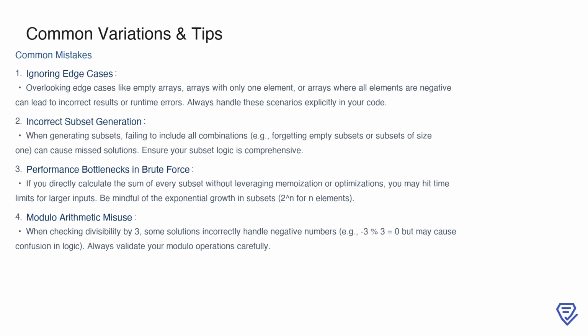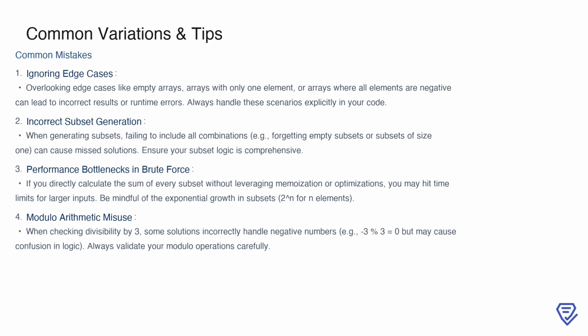For example, consider arrays that are empty, consist of just one element, or contain all negative numbers. If these scenarios are not explicitly handled, your code might return incorrect results or, worse, throw runtime errors. Another frequent issue is incorrect subset generation. Forgetting to include all possible combinations, such as empty subsets or subsets of size 1, can result in missed solutions. It's essential to ensure your subset logic is comprehensive and accounts for every possibility.